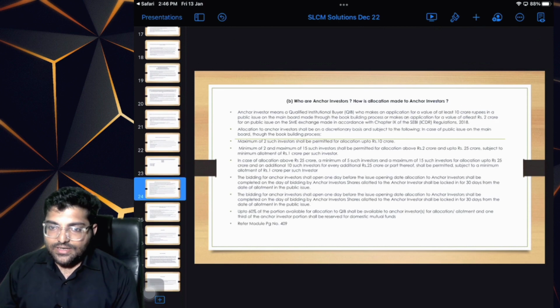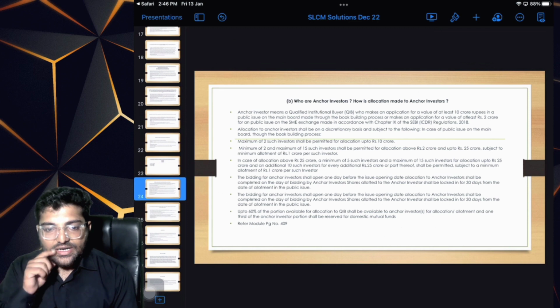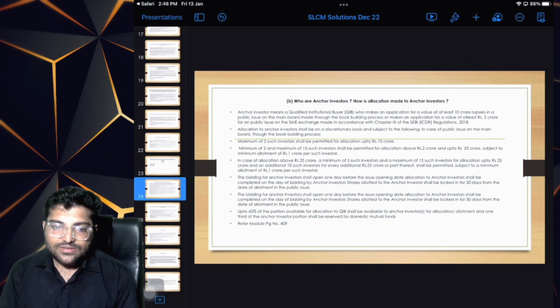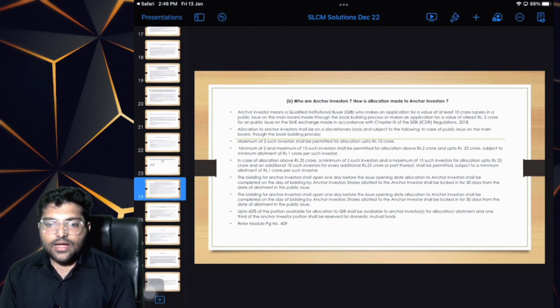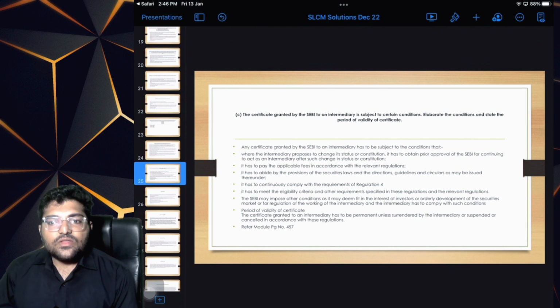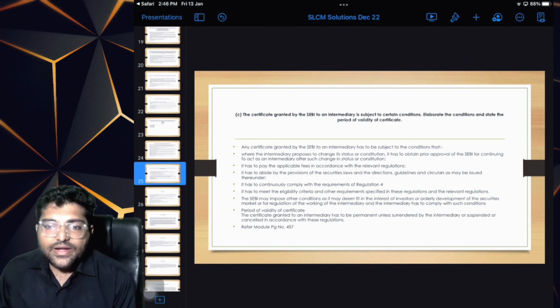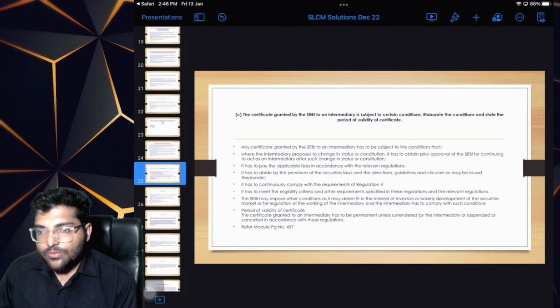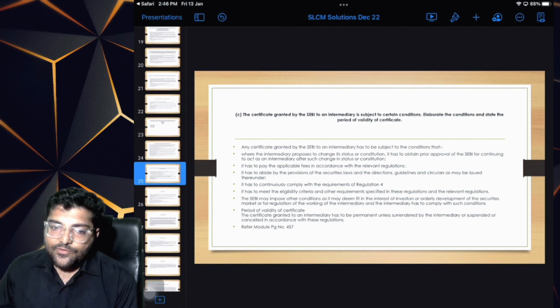It is also an option which you have to let lapse. And next is anchor investor. It is one of my favorite topics, which I have recommended all the students to read again. So yes, it is one of the important topics which I have covered, and you need to refer to module 409 for the anchor investors. And the next question asked is: the certificate granted by SEBI to an intermediary is subject to certain conditions. Elaborate the conditions and the period of validity of a certificate.